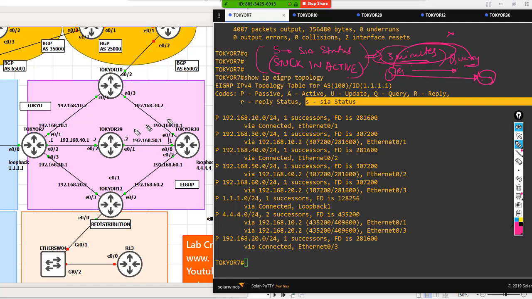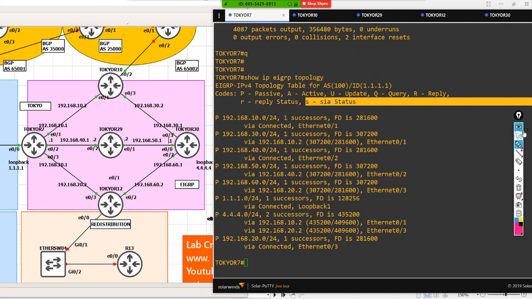And if you remember, anything having active is not a good example. Okay, passive is good. Passive is something which says packet flow, but active resembles it's not good. So stuck in active is something which is not a good example in your topology. Your primary link is already down, and now you are sending the query packet to get the backup link, but the backup link is unknown to your router. Okay, so that's the case when it's called stuck in active.